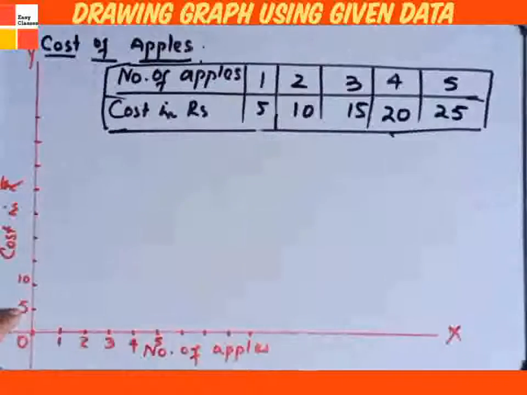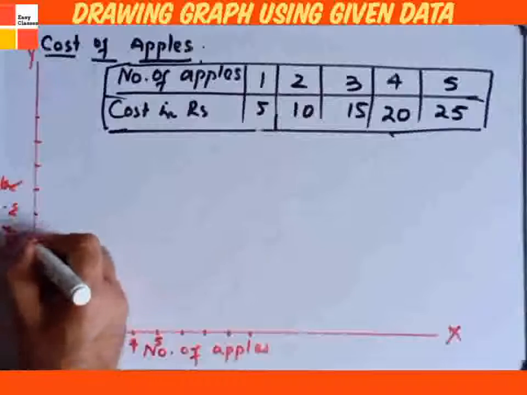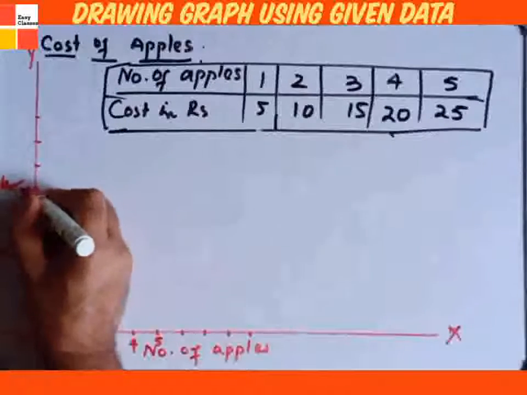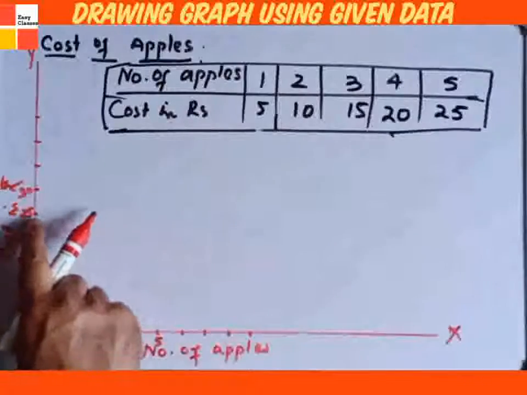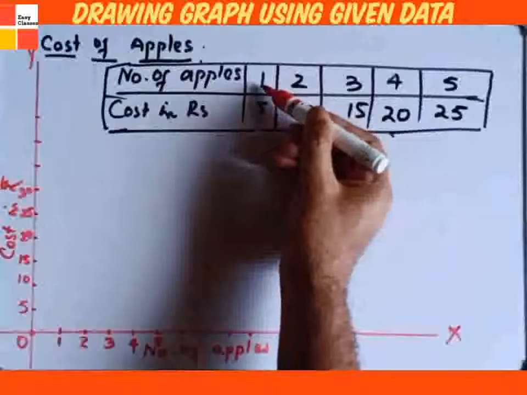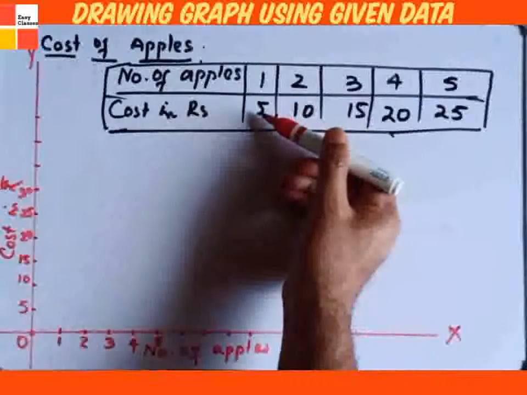Here it is 5, and somewhere between 5 and 10 it will be 7.5 rupees, that is 5 plus 2.5. Then 10, then 15, then 20, then 25, then 30, and so on. We have data up to 25, so we'll stop right here at 25. Then what we have to do: 1 apple costs us rupees 5.